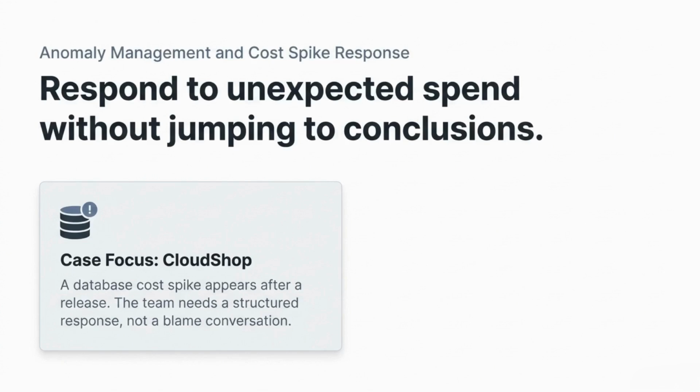In this lecture, we will discuss anomaly management and cost spike response. This is one of the most practical parts of the informed domain because cloud costs can change quickly. An anomaly is not just a large bill. It is an unexpected cost or usage event that needs to be identified, clarified, communicated, and managed. The goal is to reduce business impact, protect trust, and create a repeatable process for responding to surprises.